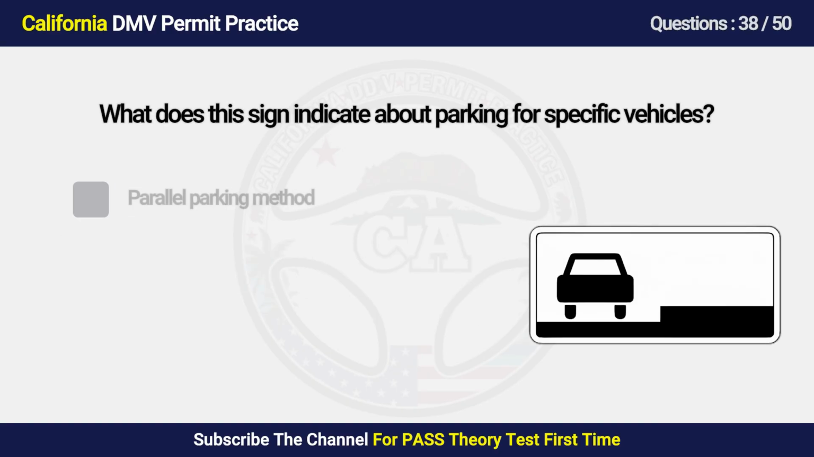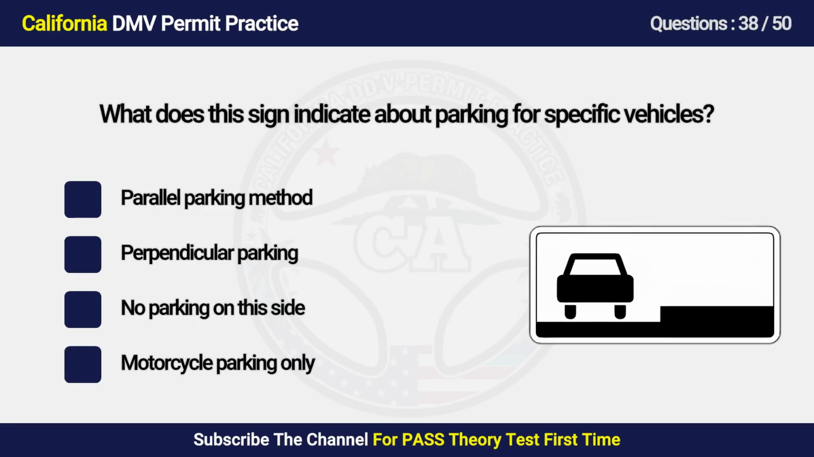Question 38. What does this sign indicate about parking for specific vehicles? A. Parallel parking method. B. Perpendicular parking. C. No parking on this side. D. Motorcycle parking only.